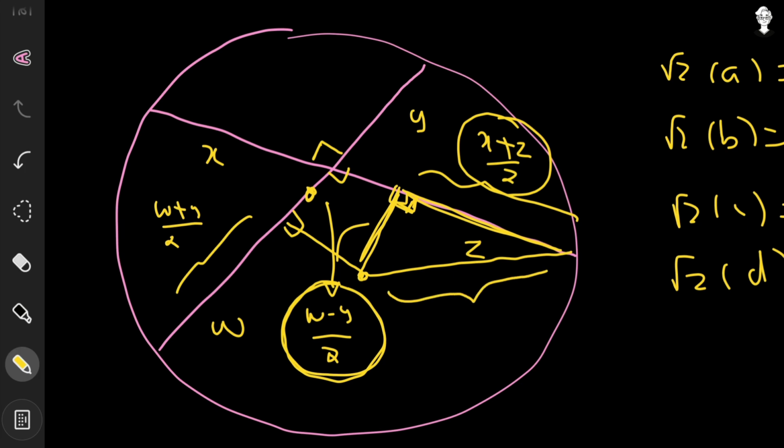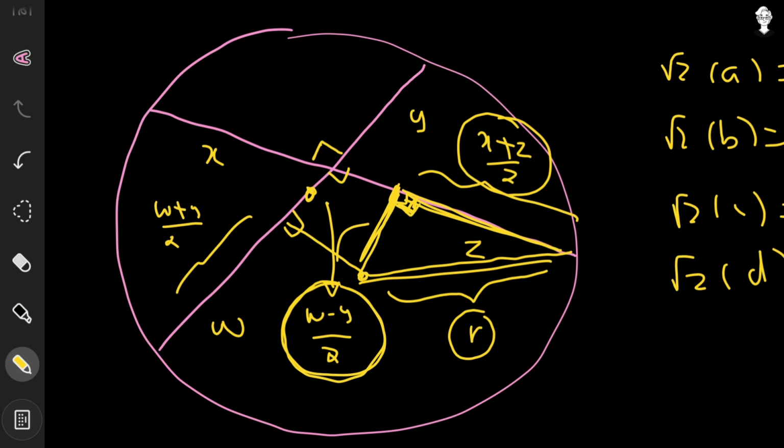Yes, of course, it is the radius of this particular circle, because from the center to the boundary, and we have taken the radius of the complete circle as equal to r in the beginning. So the length of this hypotenuse is r. This length is (w minus y) upon 2. This length is (x plus z) upon 2. We have a 90 degree angle over there.